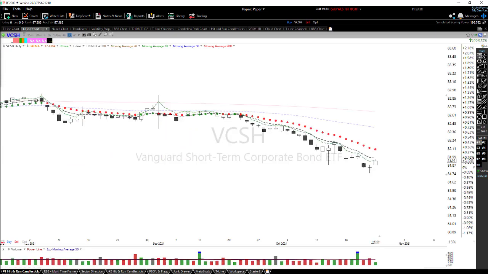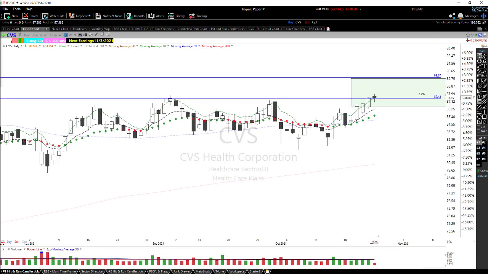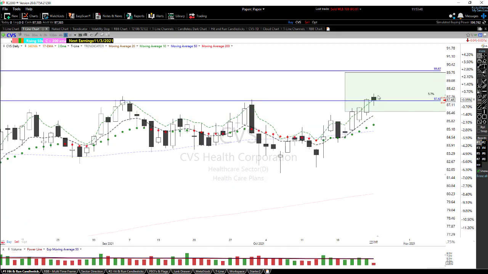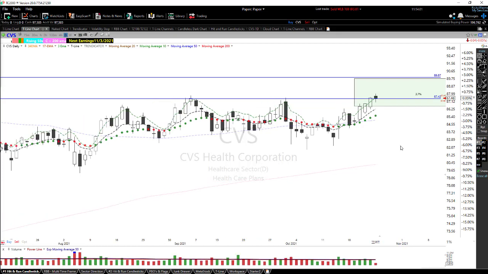CVS, I took this trade Thursday or Friday. I can't remember now, to be honest with you. Probably took it Friday now that I think about it. We're doing pretty good on it, up just shy of 10%. We've got a breakout here. Not too concerned about it right now.